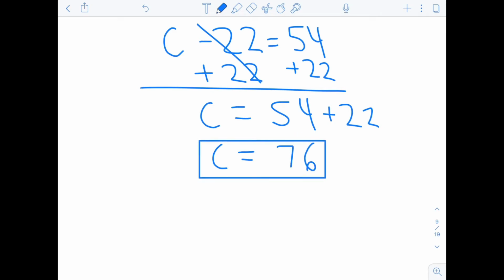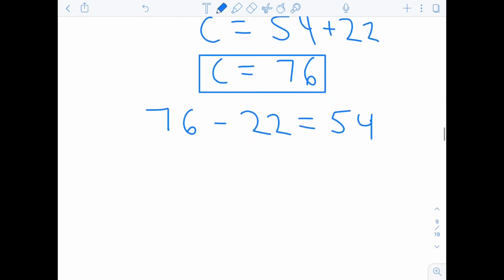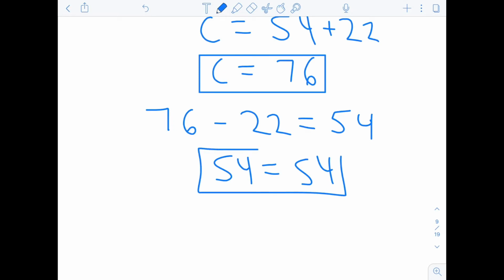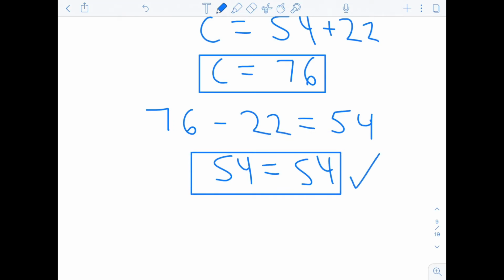Let's check our work by substituting 76 for C. Instead of C, I'm going to write 76 now. 76 minus 22 equals 54, and 76 minus 22 is 54. So you're left with 54 equals 54, which is true, so we know that we did it right.